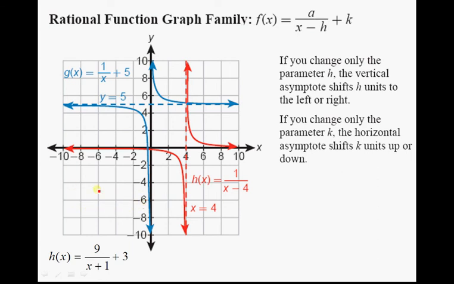And now let's take a look at what happens when we change h, okay? h becomes 4. Well, here's the function. h of x equals 1 over x minus 4. And what it does is it pushes the vertical asymptote to the right 4 places. And it becomes the line x equals 4.